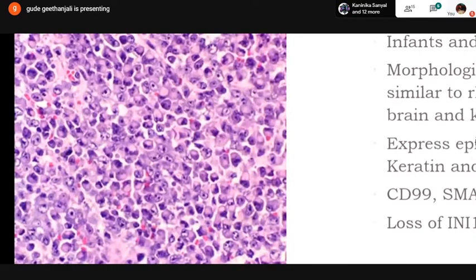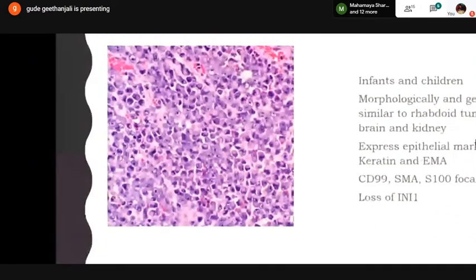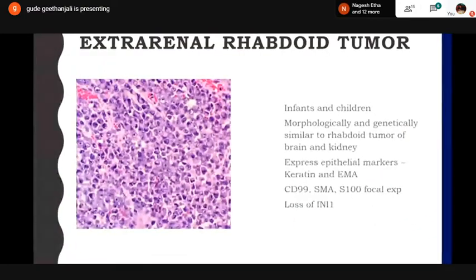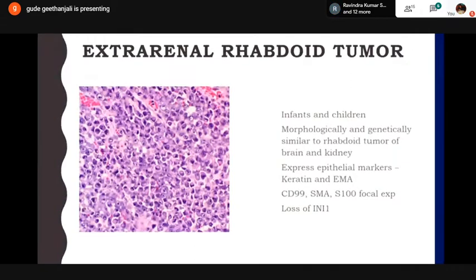These rhabdoid cells express keratin markers and also EMA, and a very characteristic feature is the loss of INI1 due to SMARCB1 gene mutation. There is loss of INI1, and some subset of extrarenal rhabdoid tumors can also show SMARCA4 gene mutation. These tumors can also focally express CD99, SMA, and S100.